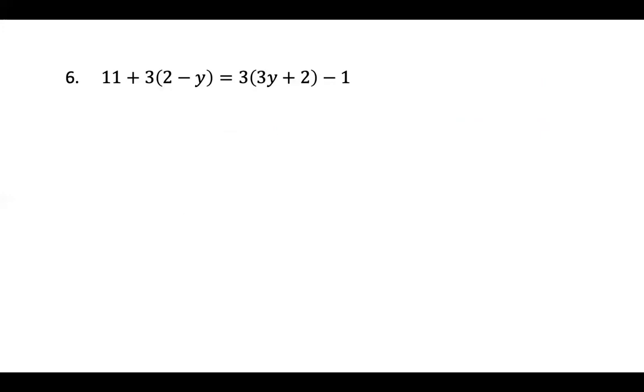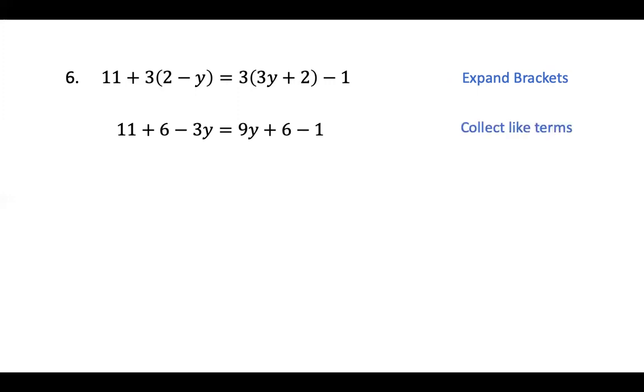Question 6 works the exact same way. So we're always expanding those brackets first. And this is what you should get. And now we're looking at both sides of the equal sign. We now have two constants on either side. So we have to collect like terms before we move forward. So we have that 11 plus 6, that gives us 17. And 6 take away 1 leaves us with 5.